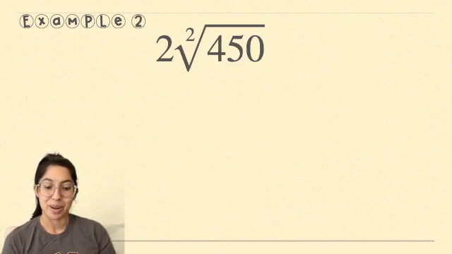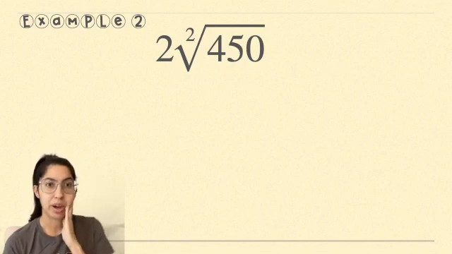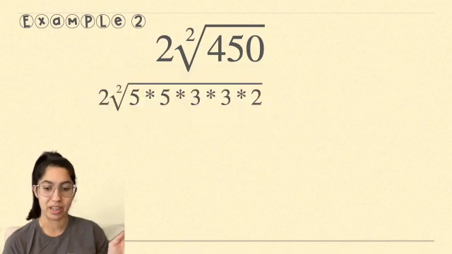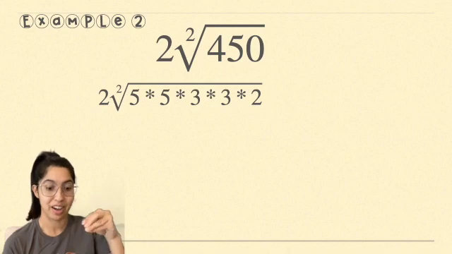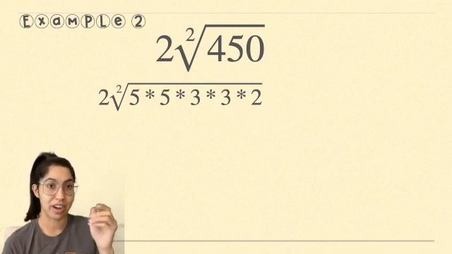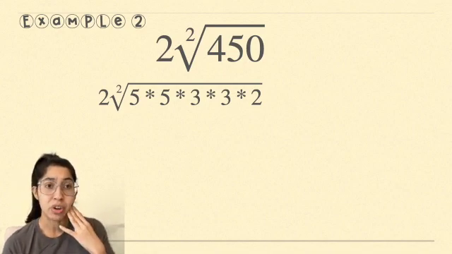So let's do a bigger number. Example 2. And what if we have a number out front already? So I went ahead and broke this down already for you. So I'm just going to go ahead and rewrite it. So 2 square root, inside we have 5 times 5 times 3 times 3 times 2. So these are the prime factors of 450. Also, if it's easier for you, you could just do 25 times 9 times 2.